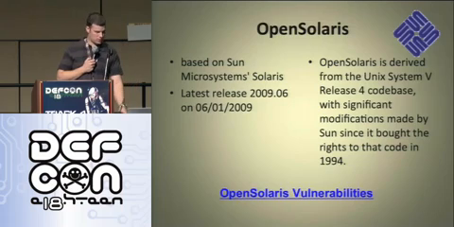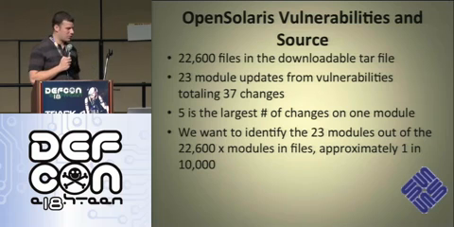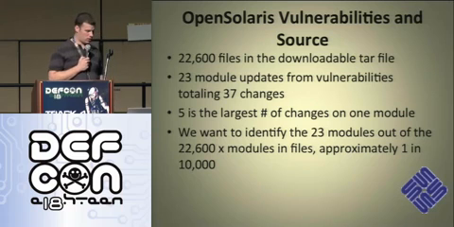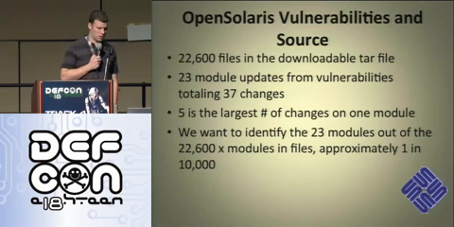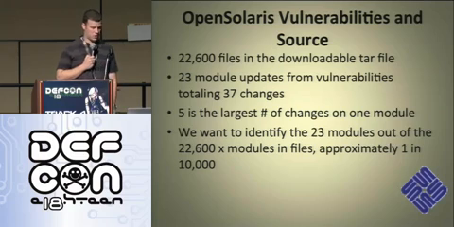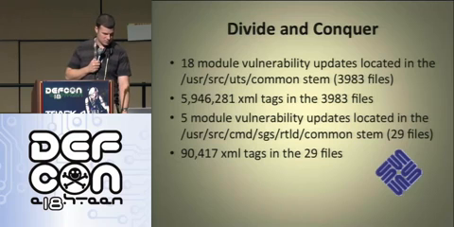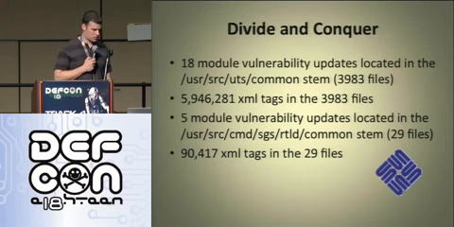OpenSolaris, I think everybody knows what that is. So we had 22,600 files, 23 module updates from vulnerabilities, totaling 37 changes. 5 is the largest number of changes on one module. So we wanted to identify 23 modules out of 22,600 modules in files, which is approximately 1 in 10,000. So yeah, pretty tricky. Dolores wrote some code for this that she calls her divide and conquer.